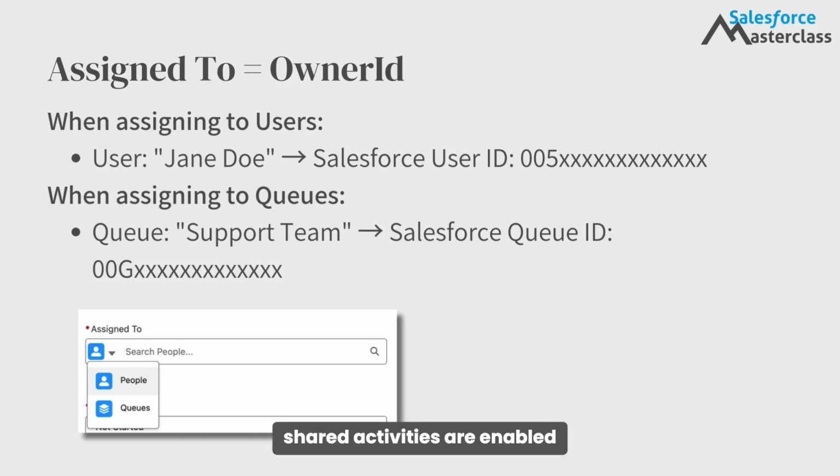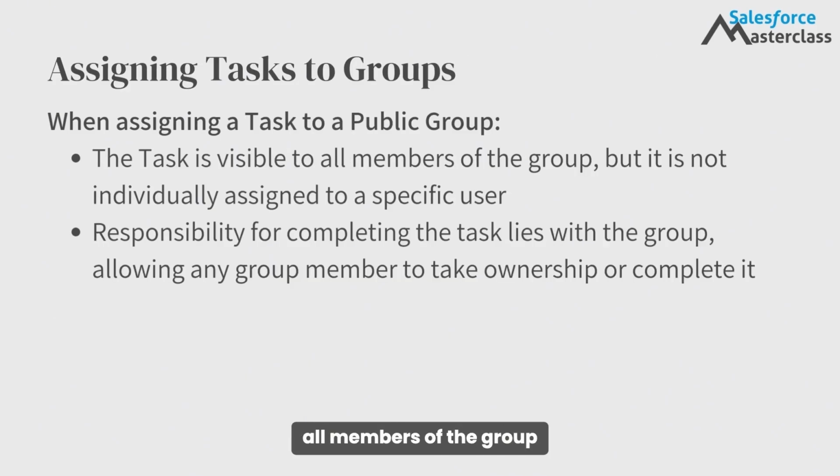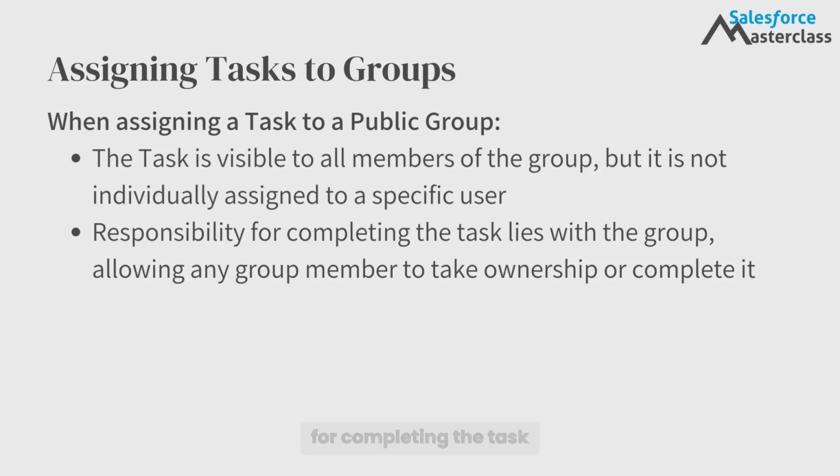When shared activities are enabled, a third option appears in this field named Groups. This is referring to public groups. Public groups have the same 00G prefix as queues. When assigning a task to a public group, the task is visible to all members of the group, but it is not individually assigned to a specific user responsible for completing the task.